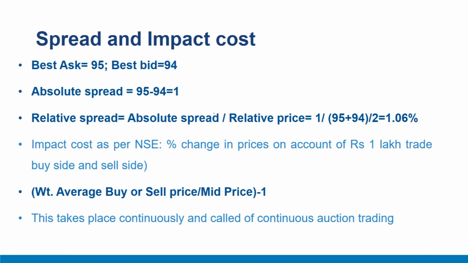The formula to compute impact cost is quite simple. What we need to do is compute the weighted average buy or sell price. We can compute the impact cost on the buy side as well as the sell side. So we compute the weighted average buy price, for example, of whatever amount of trades on the buy side, divided by the mid price. We already know how to compute the mid price, which is the average of the best bid and ask prices. Minus 1 will give us the impact cost measure in ratio terms. We can convert it into a percentage as well.